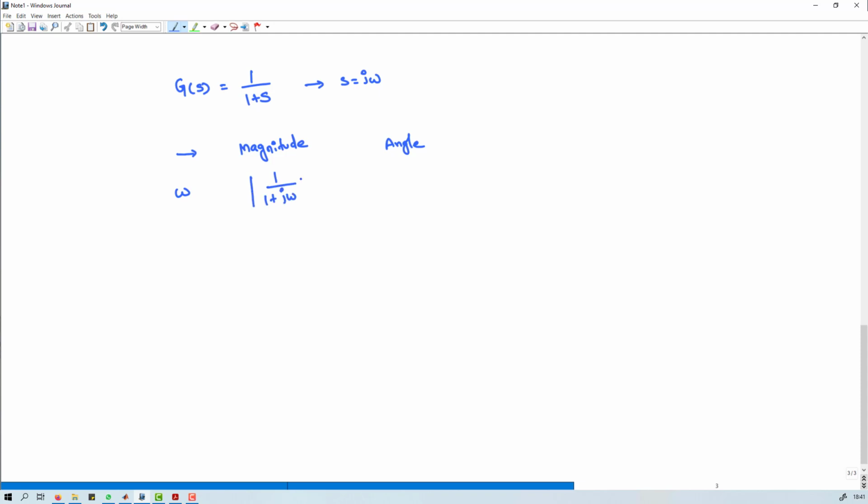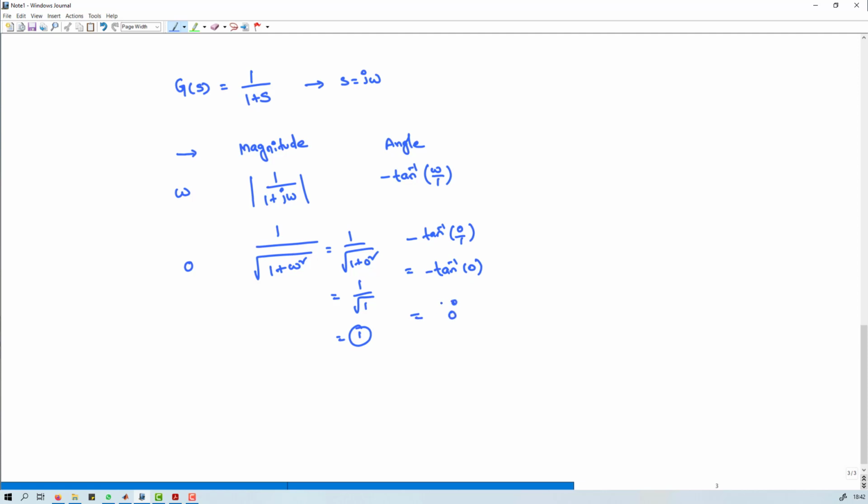If you want to find the magnitude of x plus iy, you obviously take the square root of x square plus y square. If you want to find the angle, whenever it is in the numerator, it will be tan inverse, and whenever it is in the denominator, it will be minus tan inverse. Now let us take both the magnitude and angle for omega equal to 0. Substituting the value of omega, the magnitude is 1 by square root of 1 plus omega square, so 1 by square root of 1 plus 0 square, that is 1. The angle is minus tan inverse of 0 by 1, so minus tan inverse of 0, that is 0 degrees.